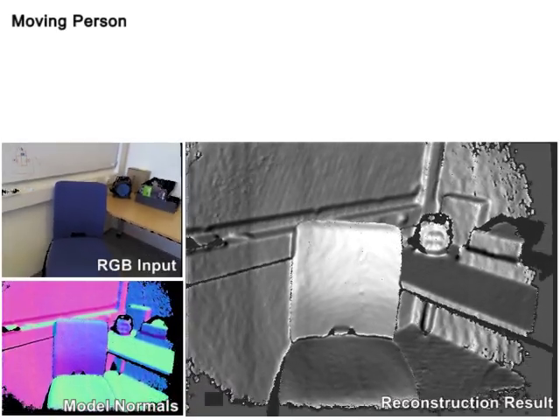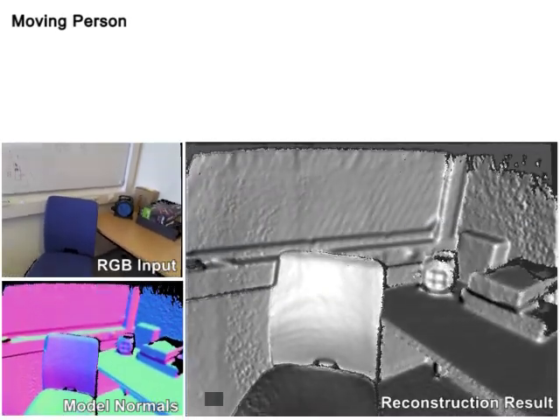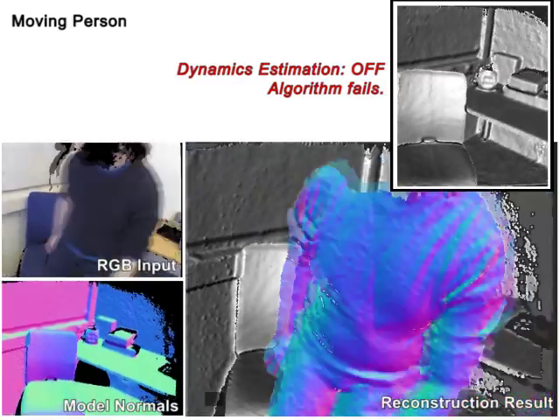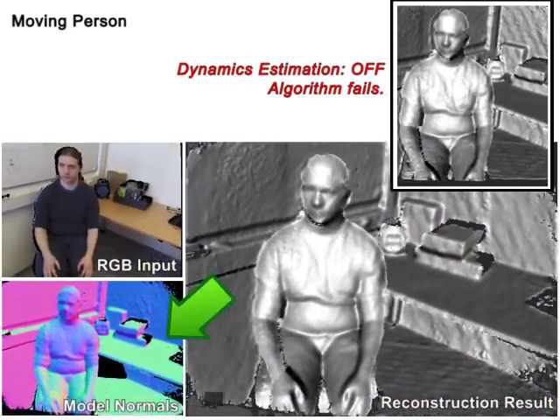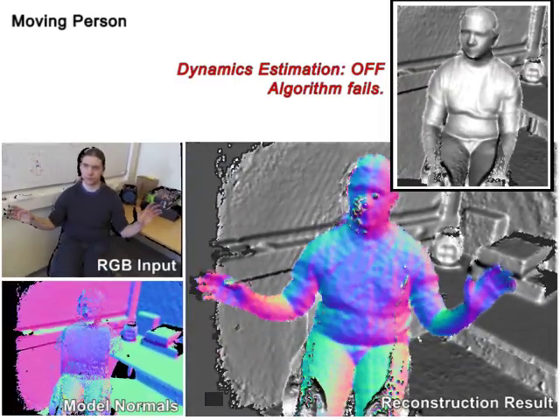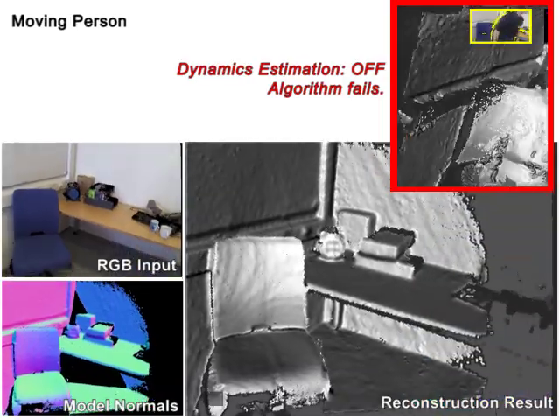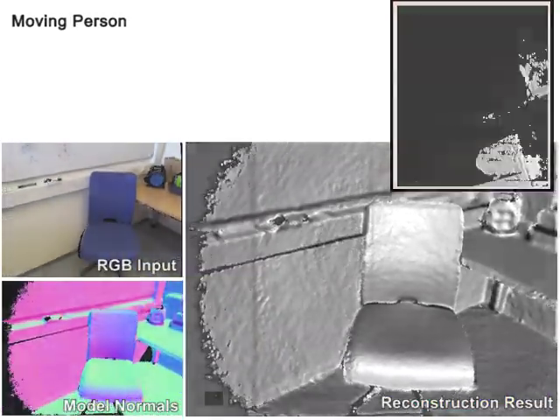In this example, we show how our method for modeling the dynamics of the scene can also lead to more robust camera pose estimation. Here, a person sits down and is immediately reconstructed by our system. With dynamics enabled, as soon as the person moves, they're removed from the model, as shown bottom left. Note that without dynamic support, the model becomes inconsistent and camera tracking fails, as shown top right.